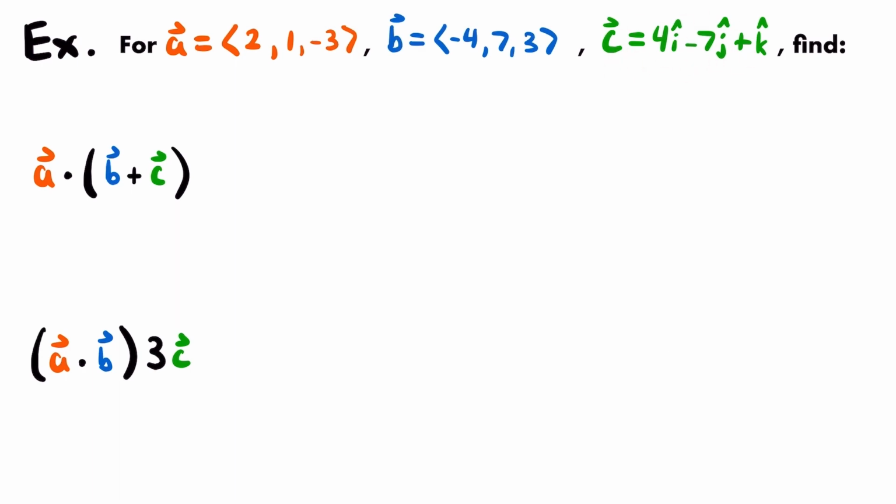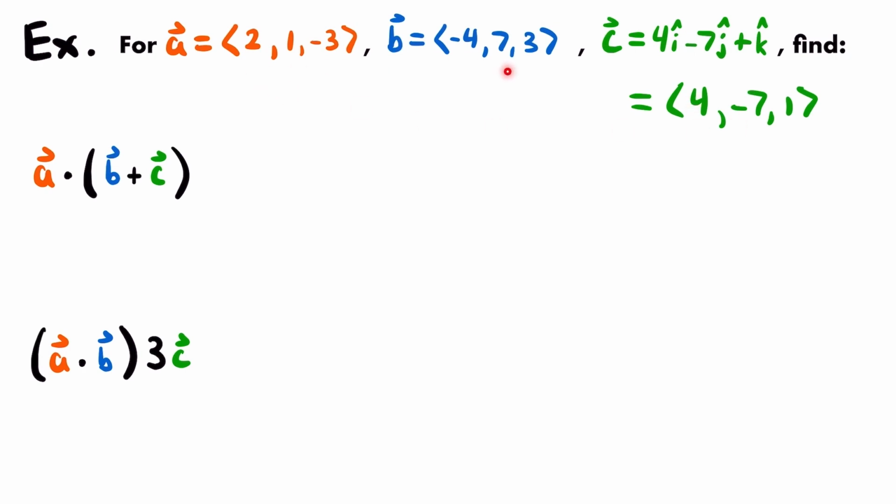All right, now to make things easier for ourselves, I'm actually going to rewrite vector C to be in the same form as vector A and B. So I'm just going to rewrite vector C as this. We'll have 4, negative 7, and 1 as the components of that vector, right? We just took the coefficients of i, j, and k to get our corresponding x, y, and z components.